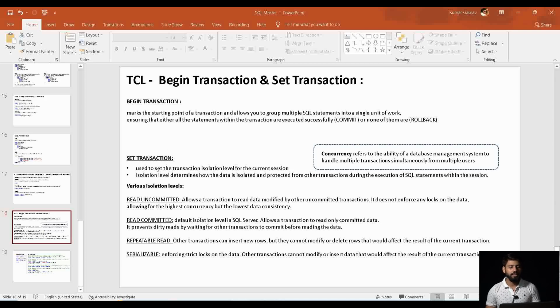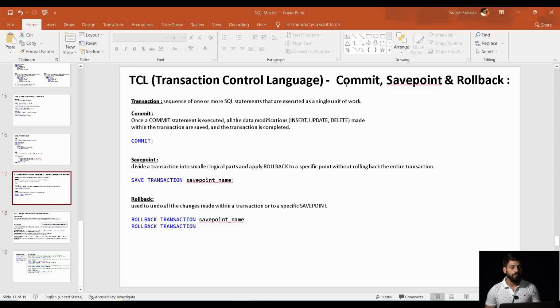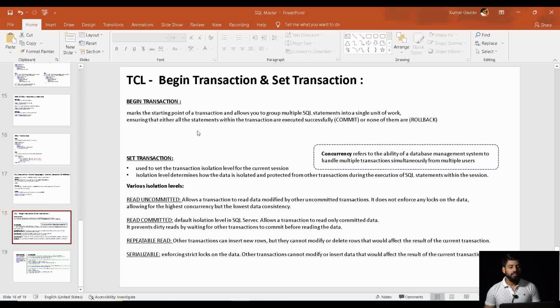Hope you are very clear. If you are not clear, go to my previous video, in which I covered commit, savepoint and rollback and how they work. So begin transaction is to make sure that whatever lines of queries are getting executed, either they execute properly and completely, or they are rolled back to the original state. For that reason, begin transaction is used.